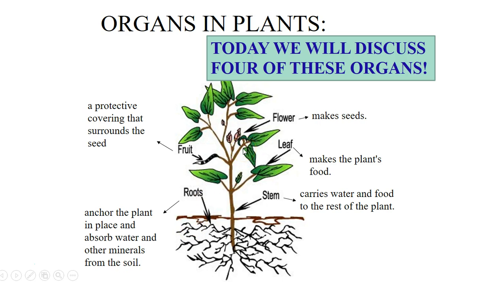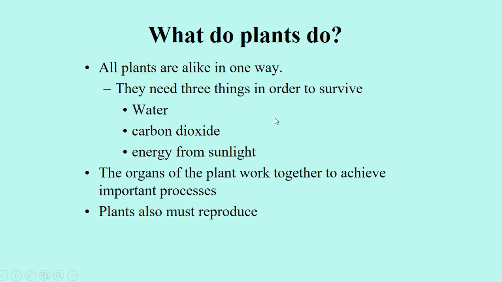Okay, the organs that we're going to discuss today are flowers. We're going to start with the flower. We're going to go into leaves, stems, and then the roots. So we're going to start from the top of the plant and work our way down. Now, not all plants have flowers, but for time's sake, we're just going to say that all of them do.